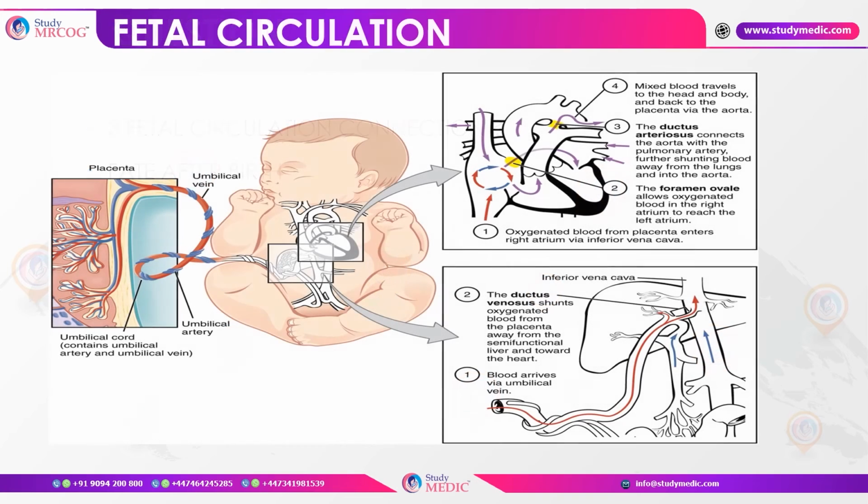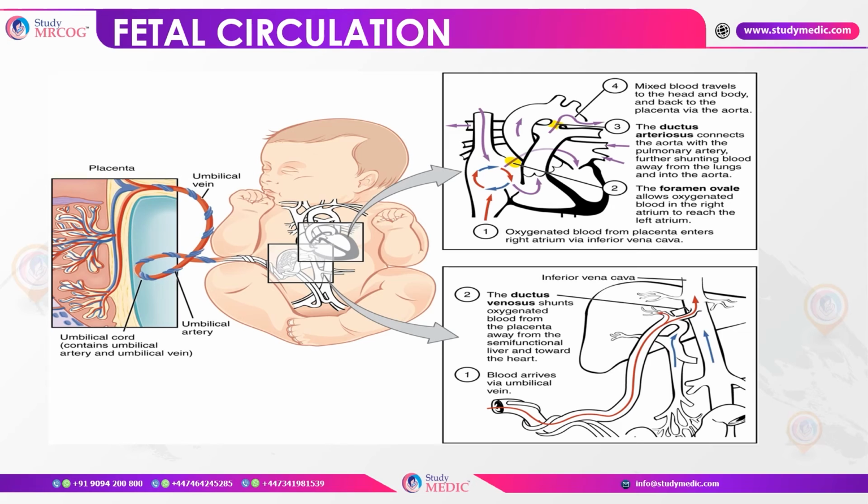This is a representation of the fetal circulation, and we know there are some unique connections that are seen in the fetal circulation. So what are they? To start with, we have the umbilical artery and the umbilical vein in the umbilical cord, and the umbilical vein is going to carry the oxygenated blood to the baby.